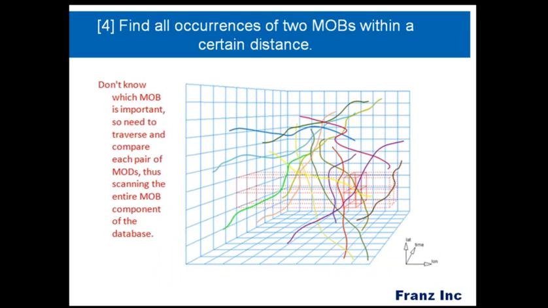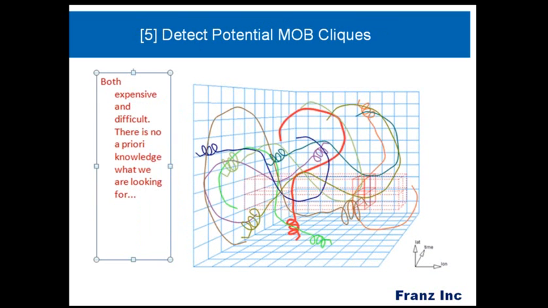And then the hardest that we describe in our paper, which is actually almost intractable to do, is to detect potential moving object clicks. So objects that are always close together. And so we do the calculations. This is by far the hardest we ever can do.